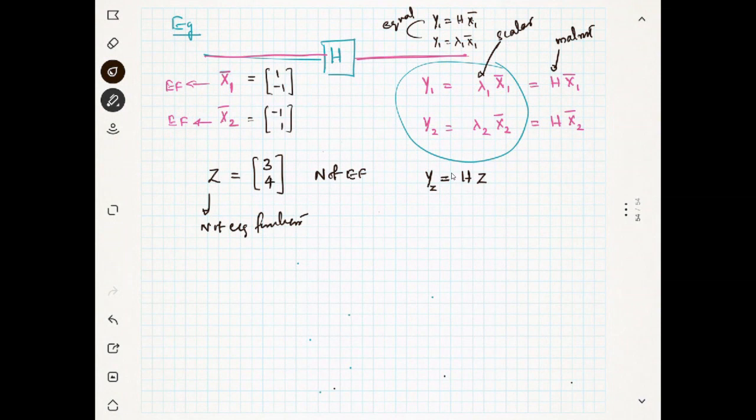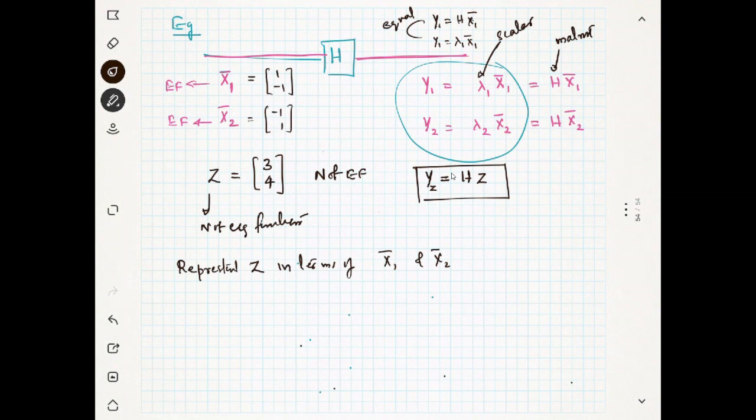For this, H into z, that you know, that will be the output. But I will use a trick here. I told you how to represent a signal in terms of basis. I will represent my z in terms of x1 bar and x2 bar.